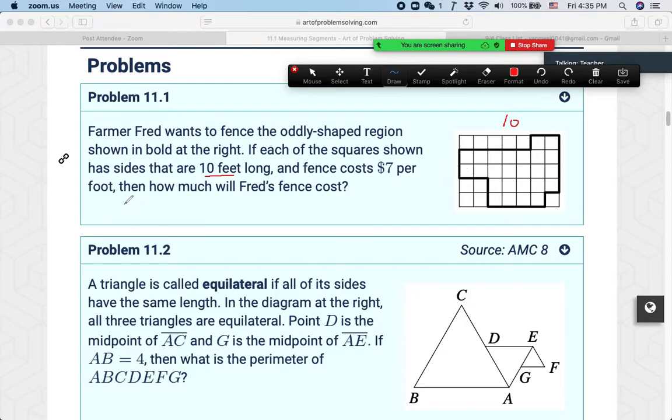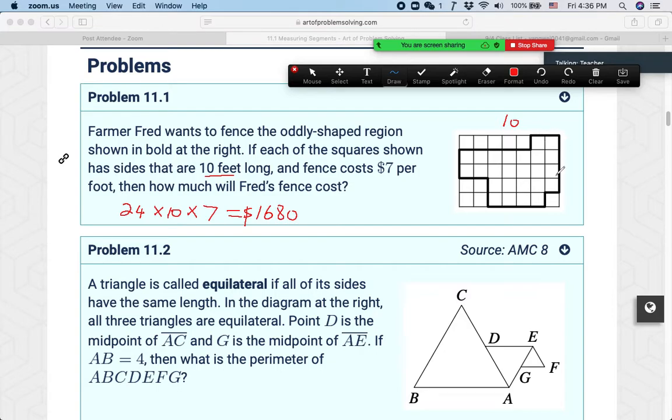So that's 24 tens of feet, right? And each foot costs $7. So by this way, you can get $1,680, right? So this one, 24 times 7, you got 168, then times 10, you got $1,680.